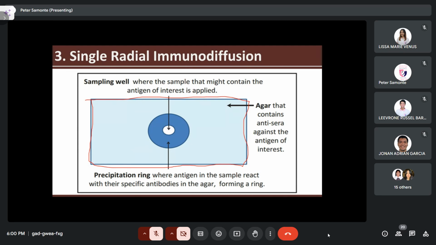Now, you would wait. Upon adding the antigen, class, a precipitation ring forms where the antigen in the sample would react with their specific antibodies in the agar, forming a so-called ring precipitation. So yan yung single radial immunodiffusion niya.